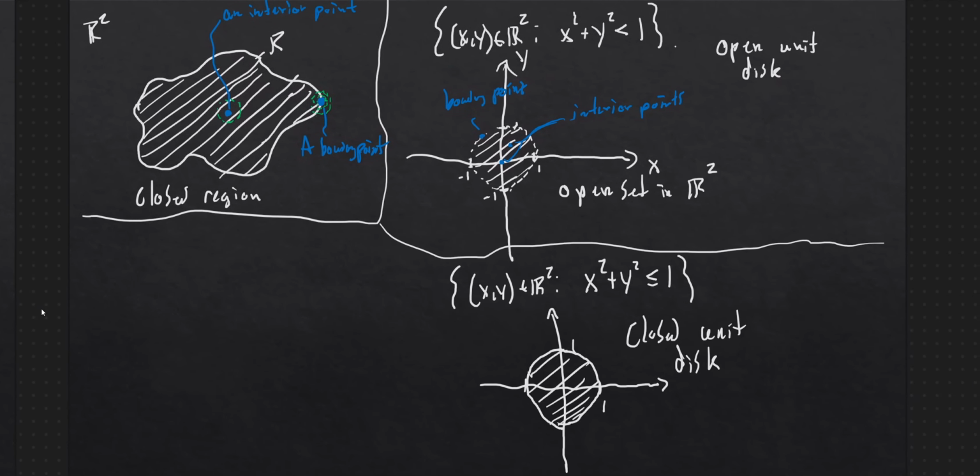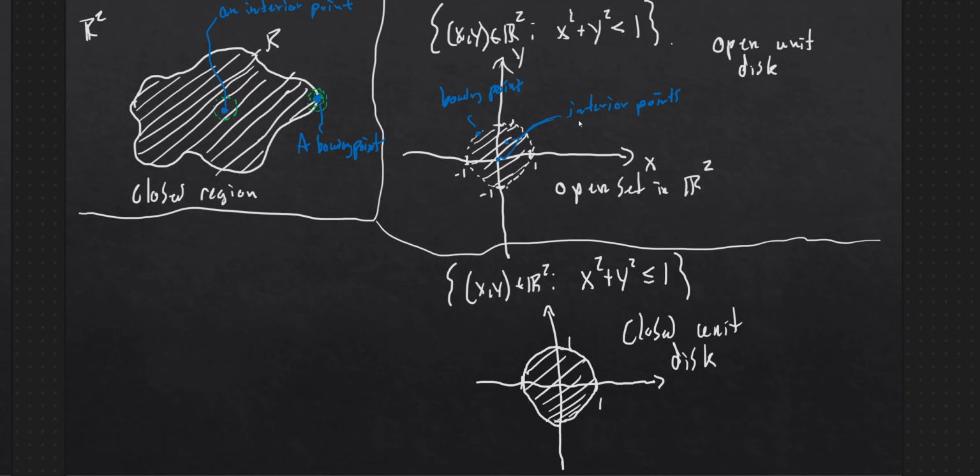So I gave you examples in the last video of an open set and a closed set in R2. But like I mentioned in that video, there are sets that are both open and closed at the same time. So I'll give one example here. How about R2? How about the entire plane? Is it open? Is it closed?